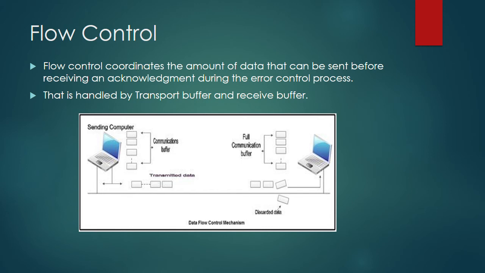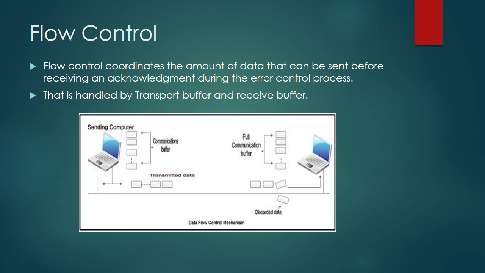So to support the error control method, we have flow control. So when the receiver asks for, giving an acknowledgement whether to send the message again, then the sender has a buffer called the transmit buffer, and it stores the data in the buffer.